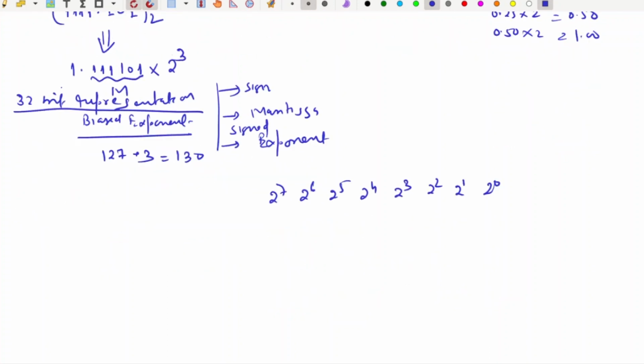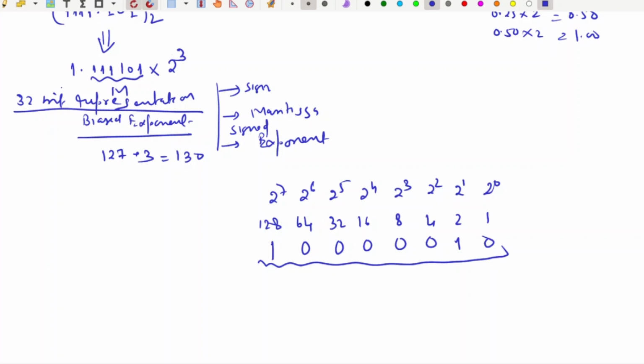What are the corresponding position values? These are 1, 2, 4, 8, 16, 32, 64, and this is 128. Here we want to represent 130. 130 means 128 plus 2. This means this bit is 1, then 0, 0, 0, 0, 0, and this is also 1, and this is 0. So the exponent is represented in the form of 8 bits like this.